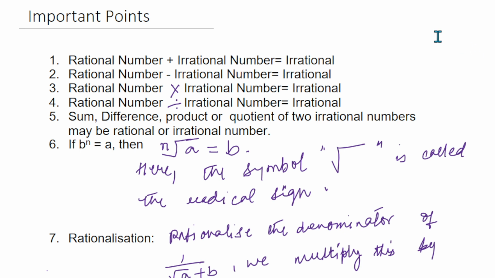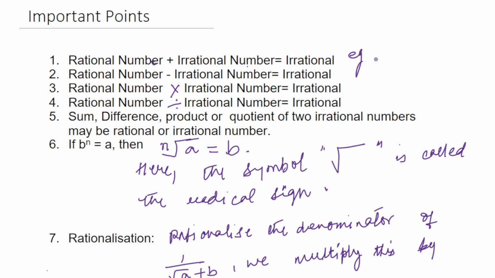So let's start. A rational number, as we know, is a number of the form p by q, or any terminating or repeating decimal expansion. An irrational number is a number which cannot be written in the p by q form, and is non-terminating and non-recurring. If I add a rational and an irrational number, we'll get an irrational number. The best example is root 2.